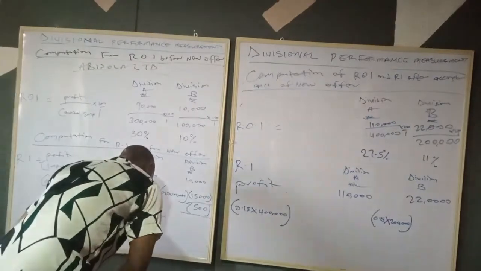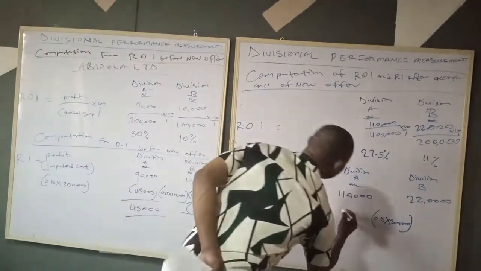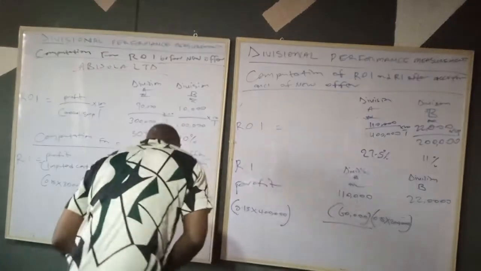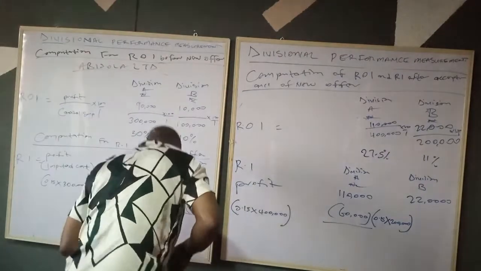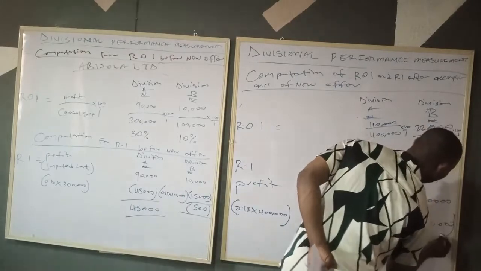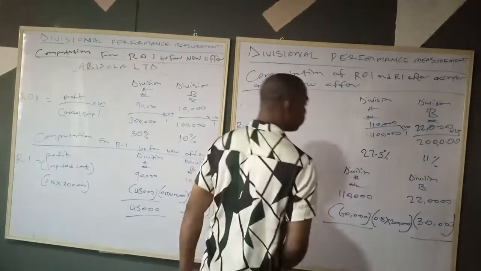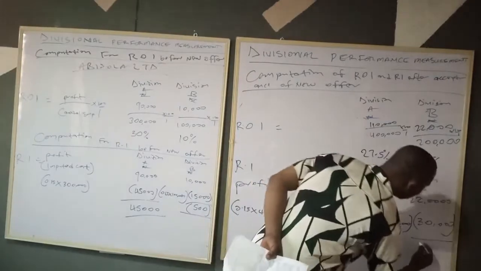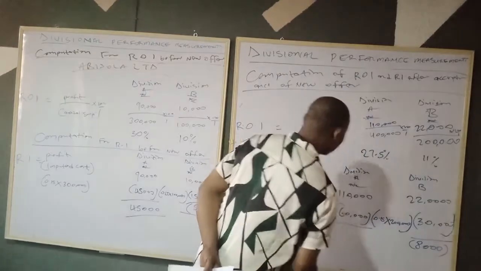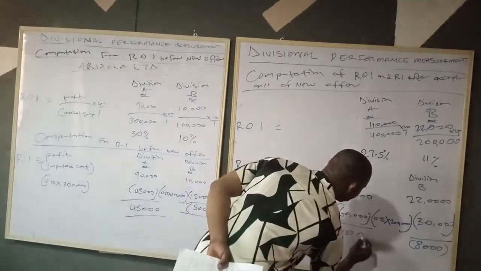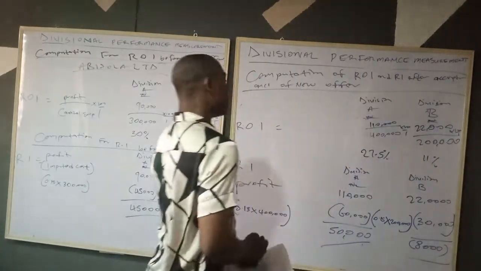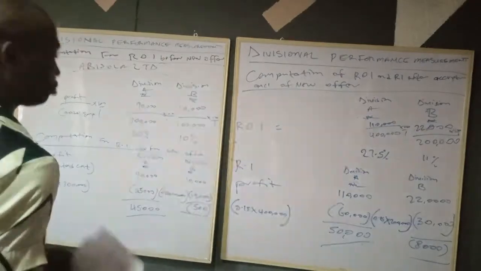So what do we get? We get 60,000. Then 0.15 times 200,000, we get 30,000. So like this, we get our residual income from it. So we minus this one, we get negative 8,000. Then here we get what? We get 50,000 positive. So like this, we've gotten our return on investment and residual income.